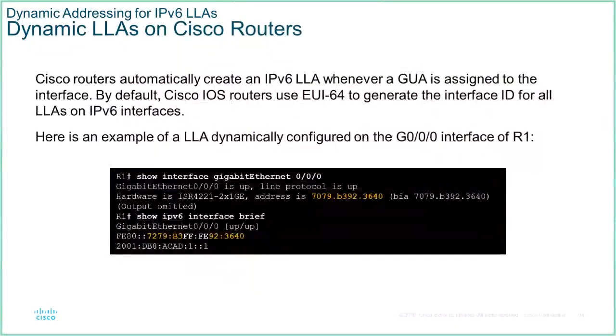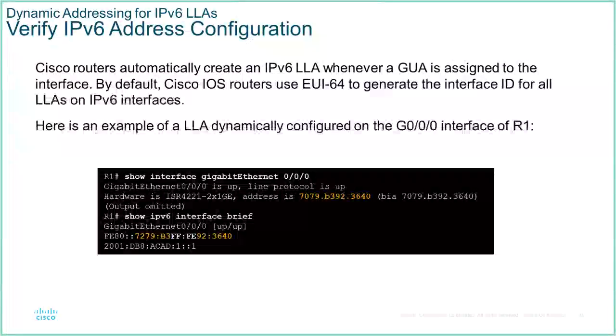So we can create, by default, the EUI-64 interface ID. Now this is the default on the Cisco IOS routers. It just makes it easier for them to have that as the default. You can change it if you want to, but by default that's what they do.